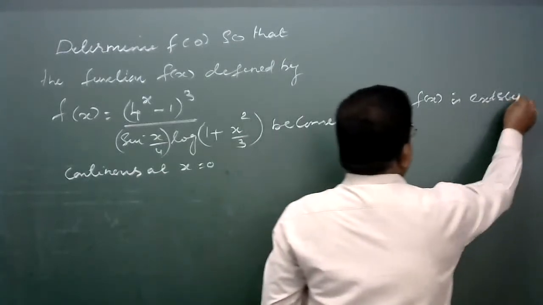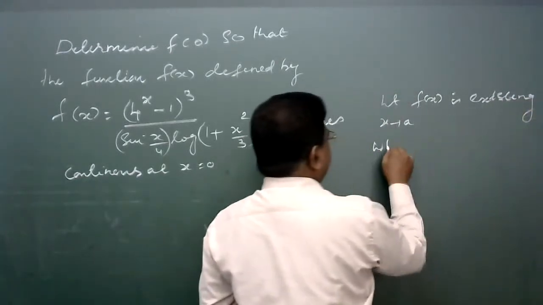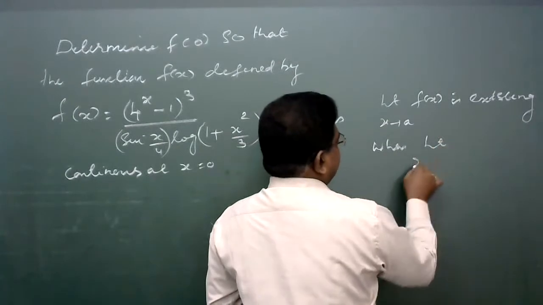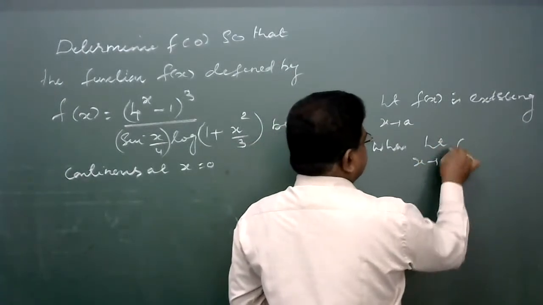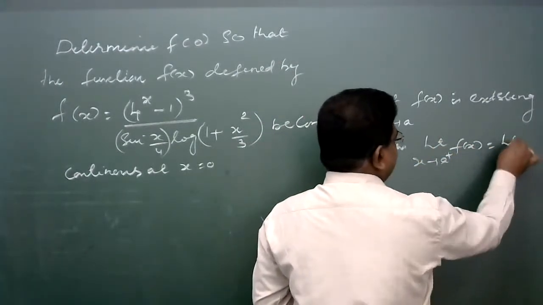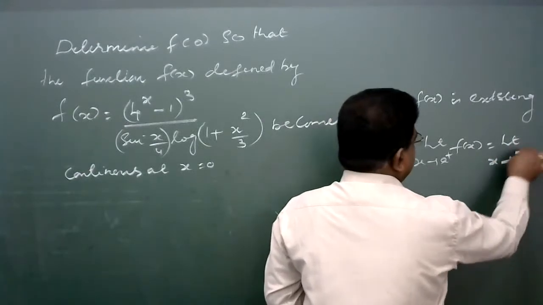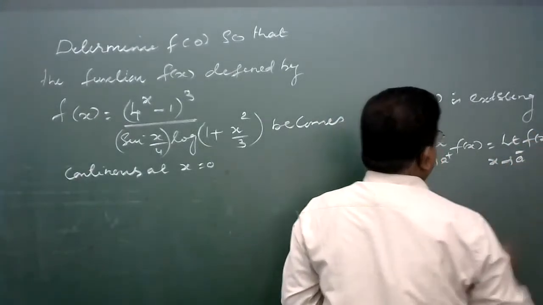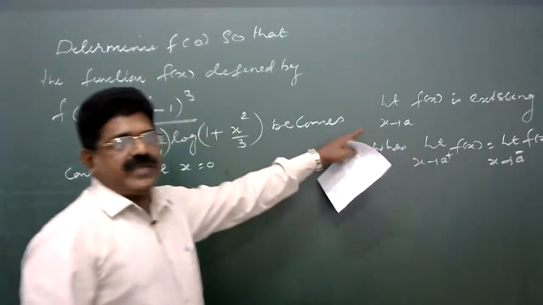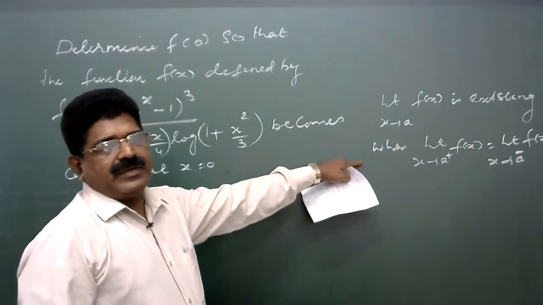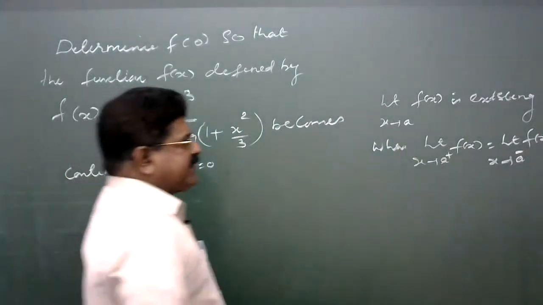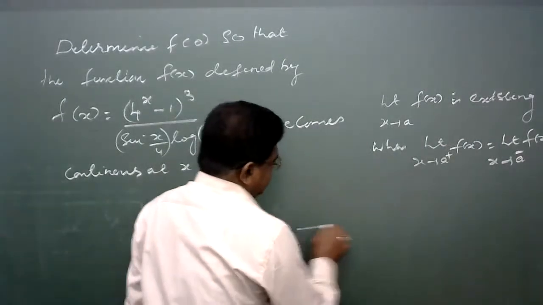exists when the right limit of f of x is equal to the left limit of f of x at the particular point x is equal to a. Clear? The a plus and a minus, this is the real line.